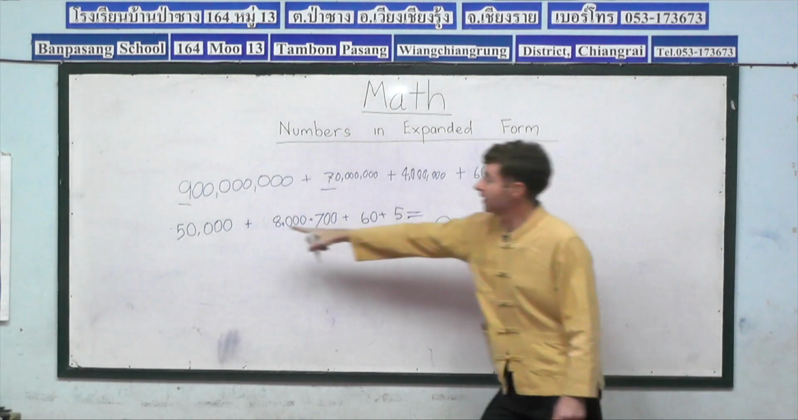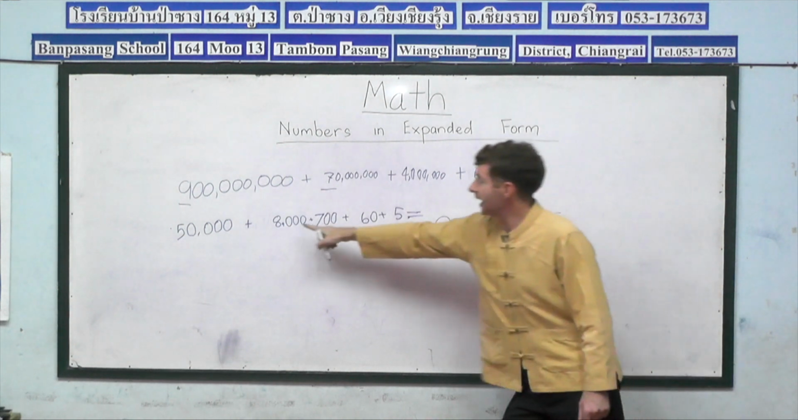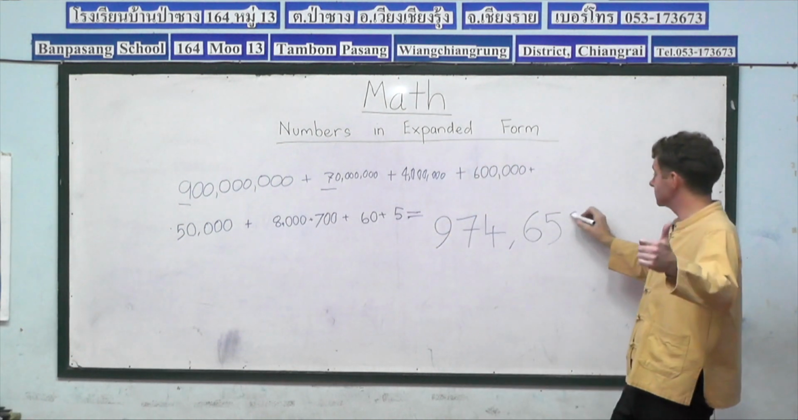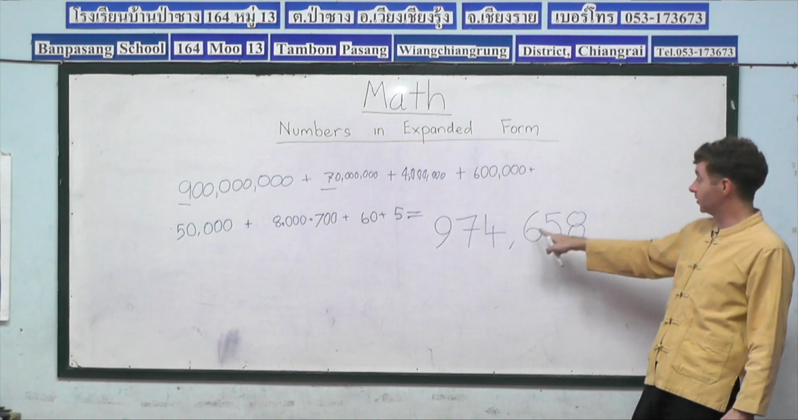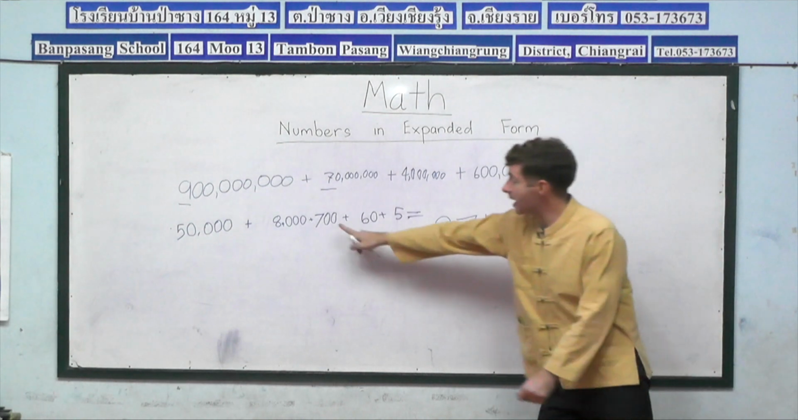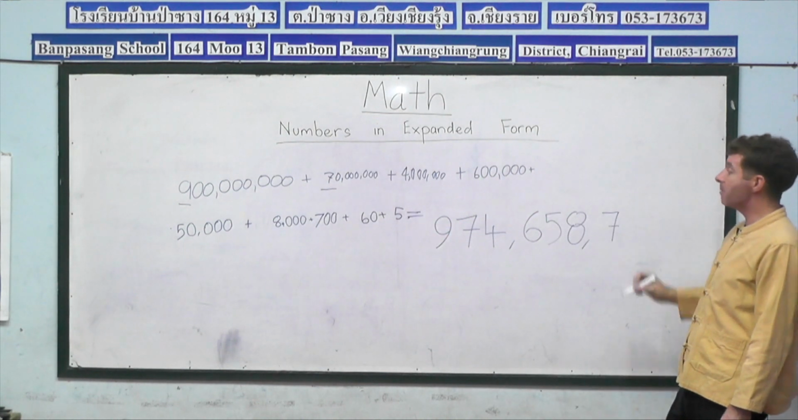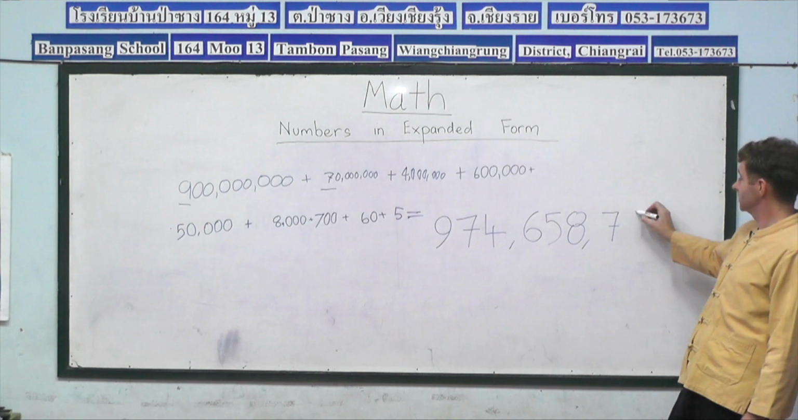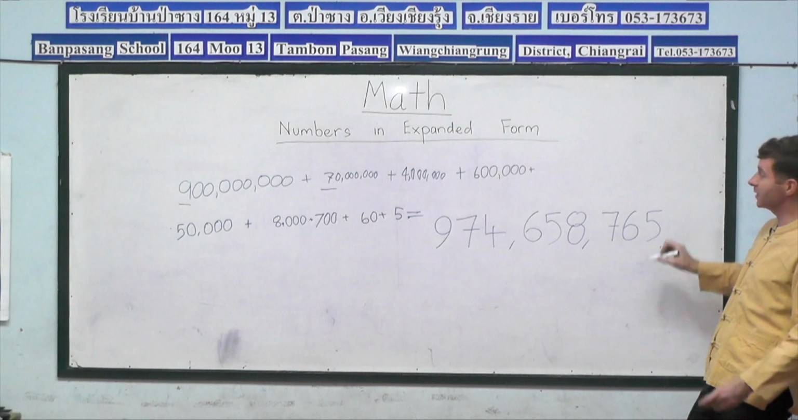600,000, 50,000, 8,000. So how many thousands do we have? 658,000. Perfect. And then how many hundreds? 700. How many tens? 60. And how many ones? 5. So there you go.